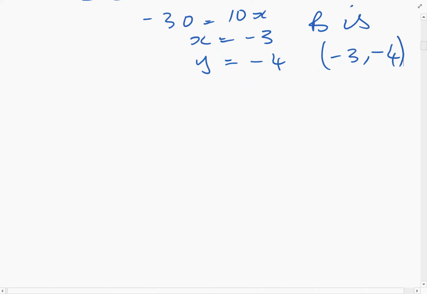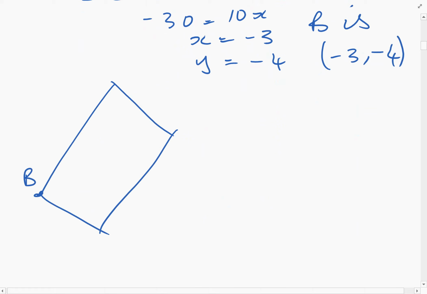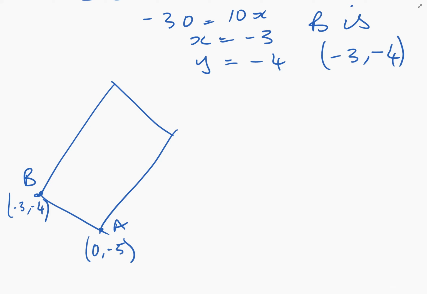So if I was to just do another little sketch down here, say we're scrolling up, the point B over here is the point minus 3, minus 4. This point A was 0, minus 5. And we know the length of this line was root 40. We did that earlier. And so if we can find the length of this line here, B to A, then we can multiply it by root 40 and find the area.